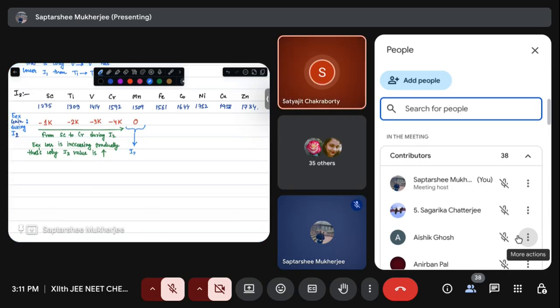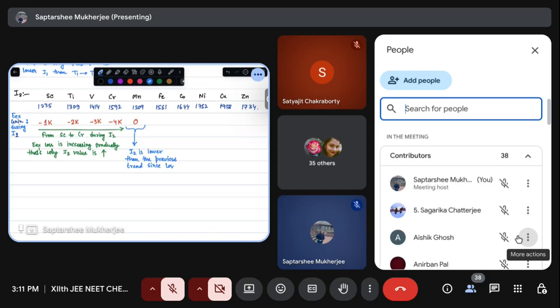Exchange energy gain 0. Exchange energy loss is 0. In other words, I2 is lower than the previous trend since loss in exchange energy is 0. Can you guys follow that, everyone? Everyone, quickly tell me.